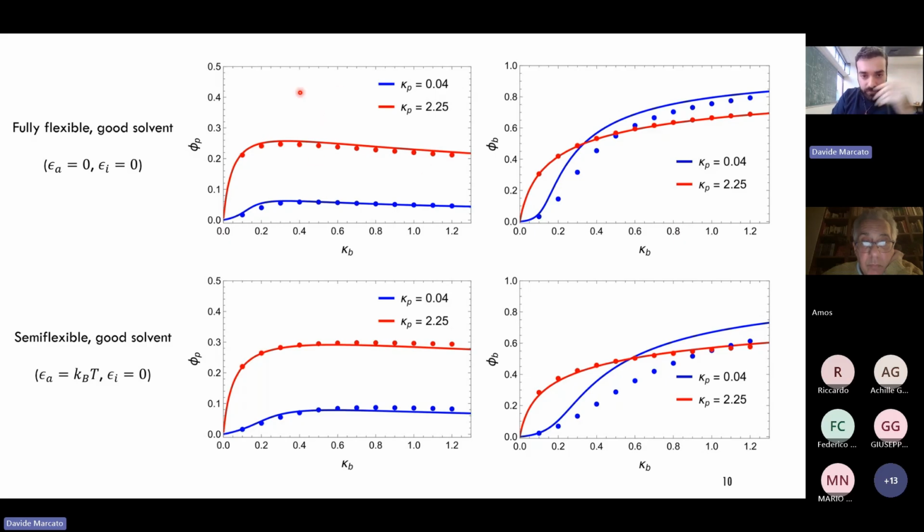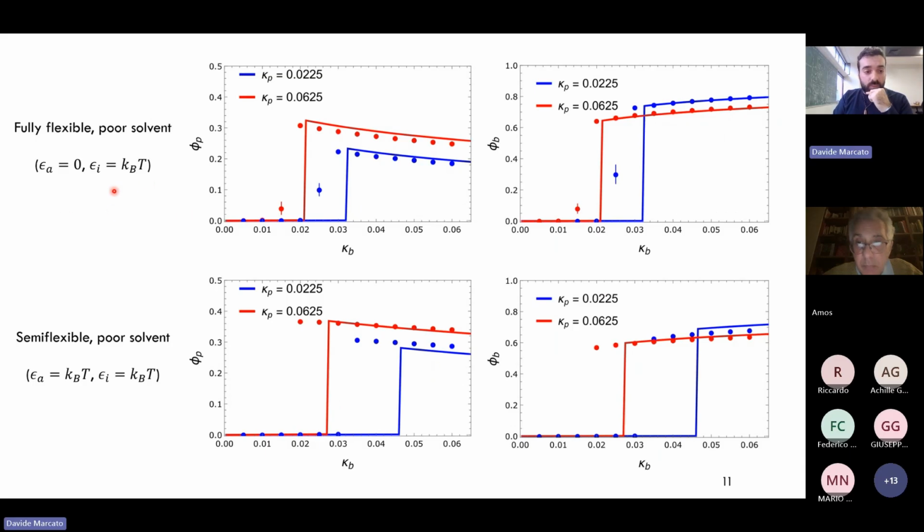So you can see that there is a satisfactory agreement between mean field and simulations. Also in the case of semi-flexible chains. So now here we switch on epsilon A, we set it equal to KBT, because it's a physically meaningful value. And also in this case, you can see that there is a satisfactory agreement, let's say.